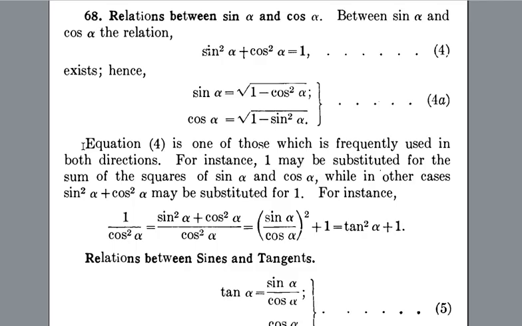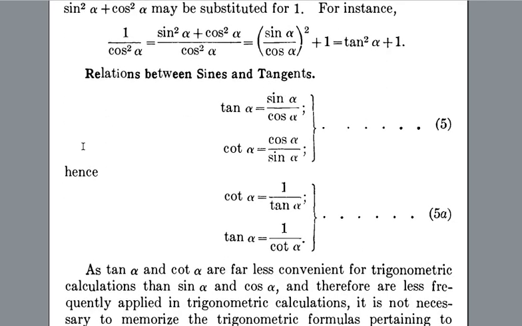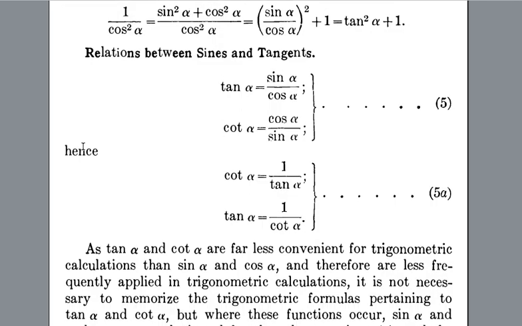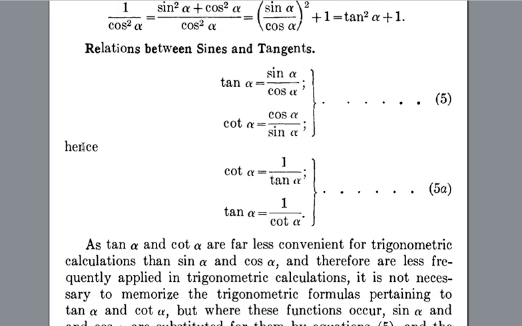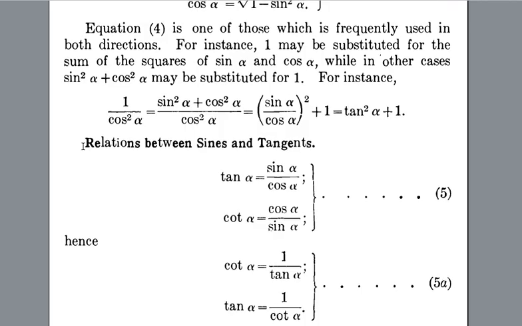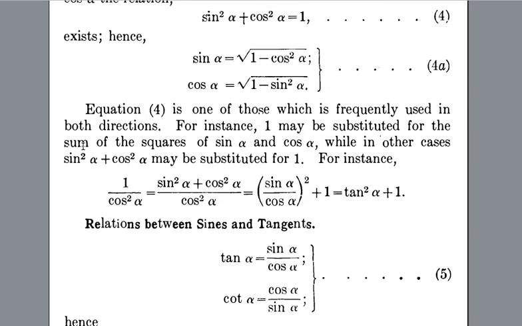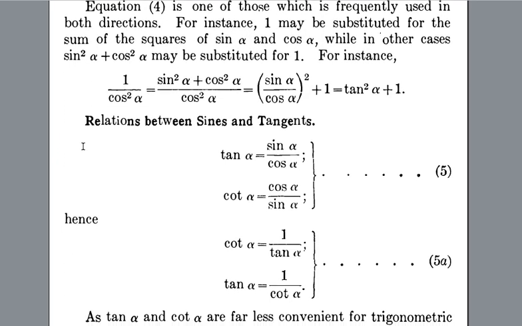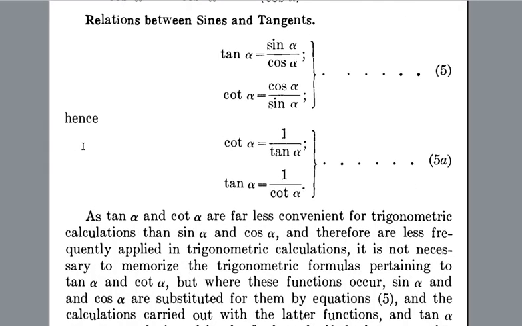Relations between sines and tangents. The tangent of alpha equals the sine of alpha divided by the cosine of alpha. The cotangent of alpha equals the cosine of alpha divided by the sine of alpha. From this it follows the cotangent of alpha equals 1 divided by the tangent of alpha. The tangent of alpha equals 1 divided by the cotangent of alpha.